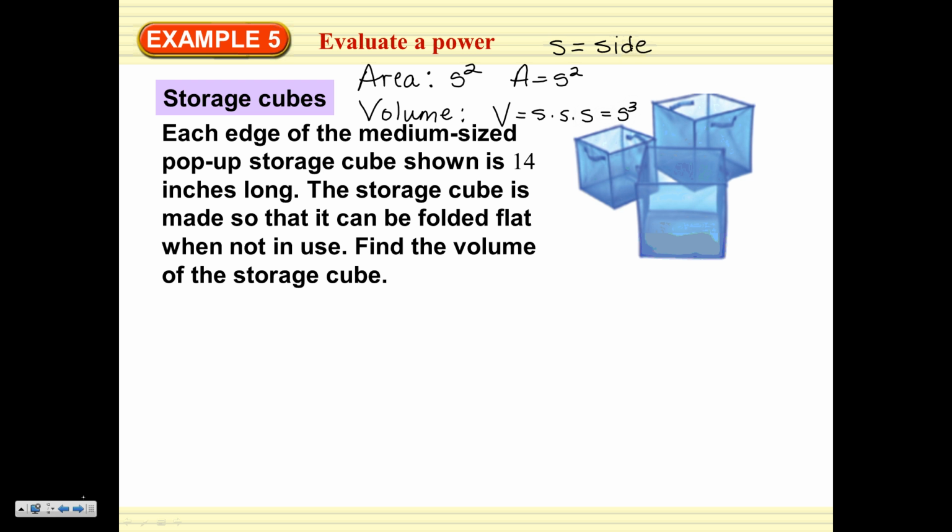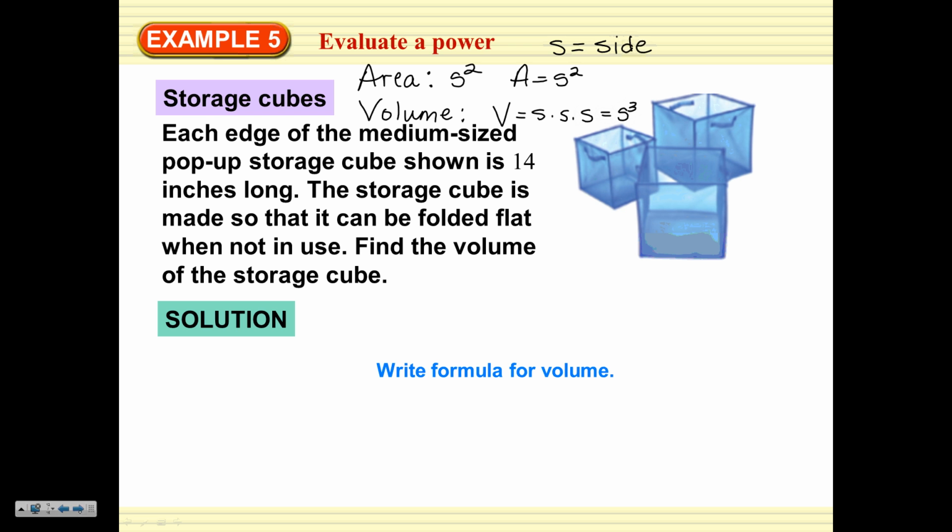All right, each edge of the medium-sized pop-up storage cube shown is 14 inches long. The storage cube is made so that it can be folded flat when not in use, and it'll make a square. Find the volume of the storage cube. So we're going to use our expression, volume equals side cubed, and we're going to obviously do some substitution. So here's our solution.